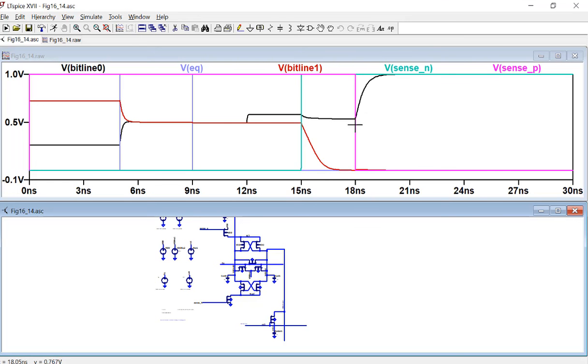So after we turn on the PMOS sensing circuit, you can see the bit line will be pulled all the way to VDD. And the other one is being pulled all the way down to the ground. Why? Because of the NSA. The PSA is pulling everything to VDD, the NSA is pulling everything to ground. Okay, that's how you fire the memory cell and sense the data from the DRAM.